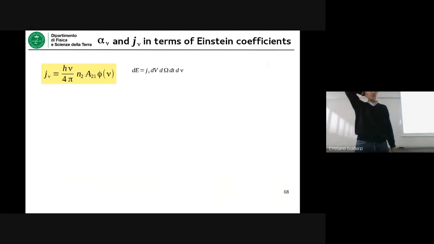By definition of J nu, the amount of energy gained through spontaneous emission is J nu times dV, d omega, dt, d nu. Because I remind you, the specific emission coefficient was defined as the amount of energy emitted per unit volume, per unit time, per unit frequency interval, within a given solid angle, per unit solid angle. Just like that. But now you can express the very same quantity in terms of the Einstein coefficient.